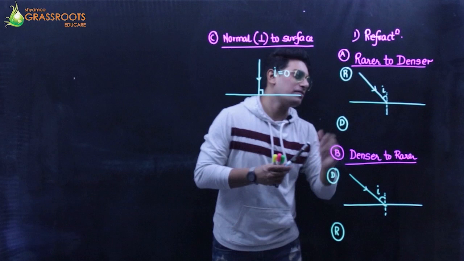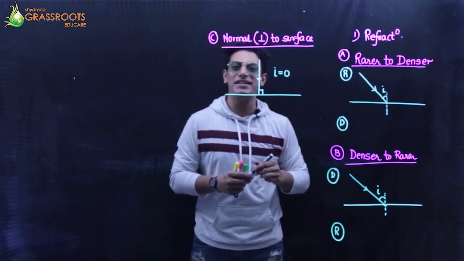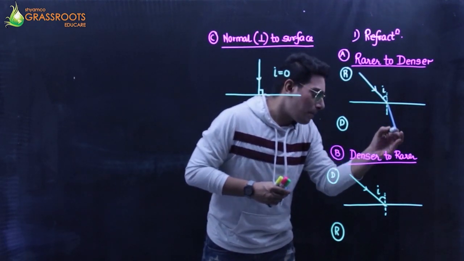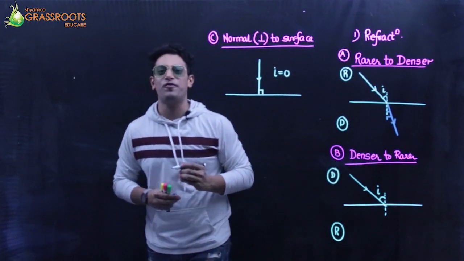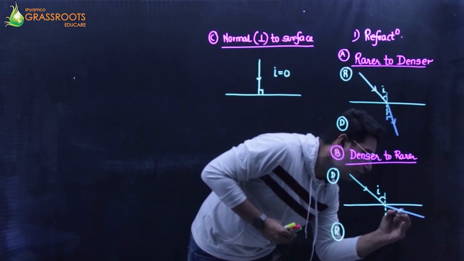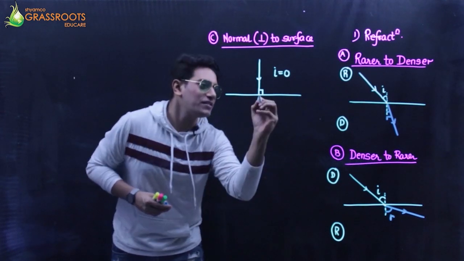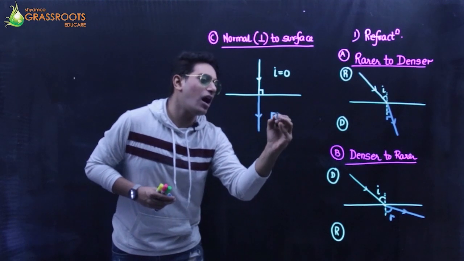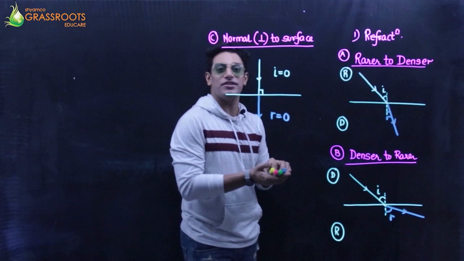Okay, in the first condition, rarer to denser, the bending is towards the normal. Right, so this is going to bend towards the normal, and this is going to be R, the angle of refraction. In the second case, the bending is going to be away from the normal. This is going to be R. And in the third case, there is no bending, it goes straight downwards, where R is also equal to 0. So these are the three diagrammatic representations.